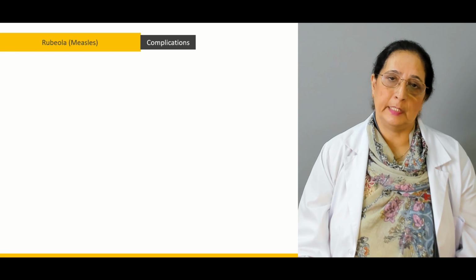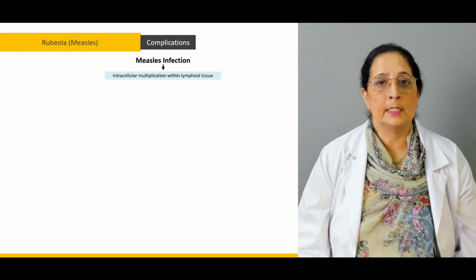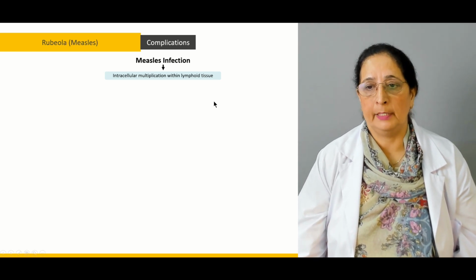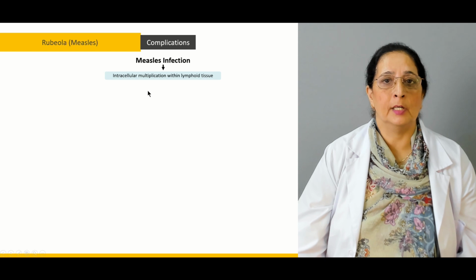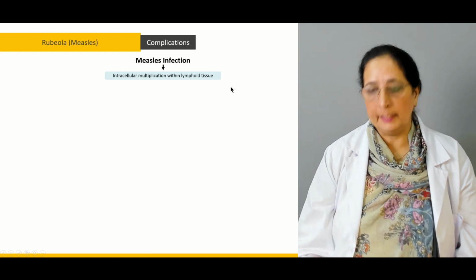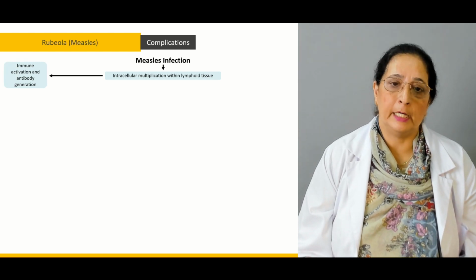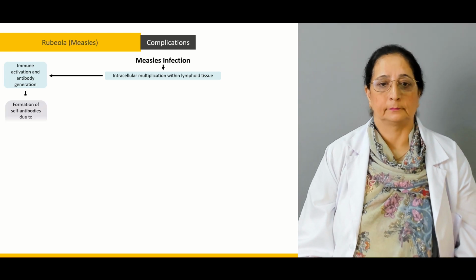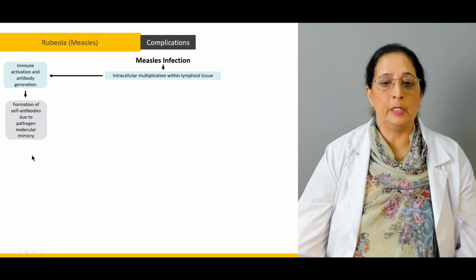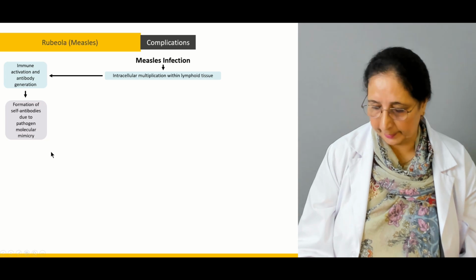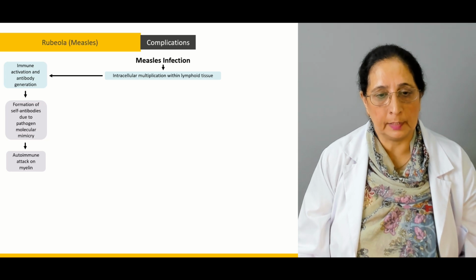Then the complications associated with measles: we have intracellular multiplication within lymphoid tissue. So in measles infection, there is intracellular multiplication within the lymphoid tissue, and immune activation and antibody generation occurs. Then there is formation of self-antibodies due to pathogen molecular mimicry, and an autoimmune attack on the myelin sheath occurs.